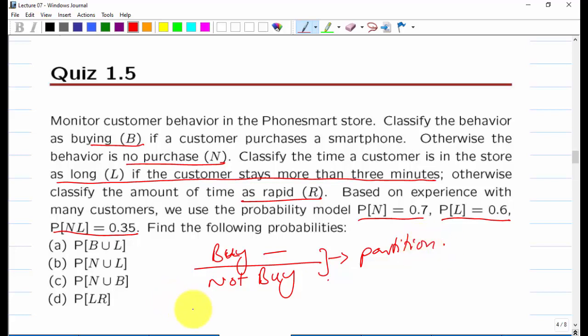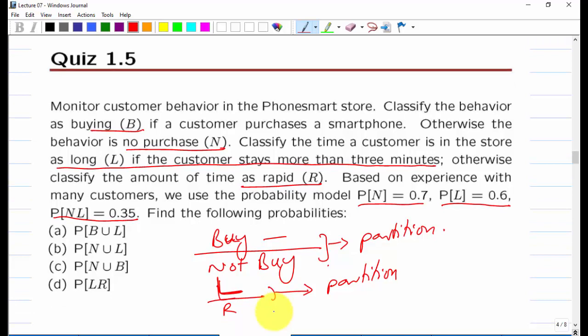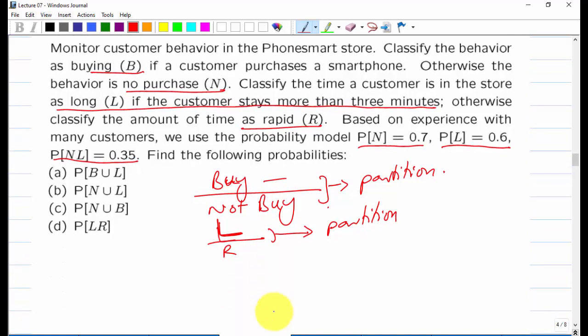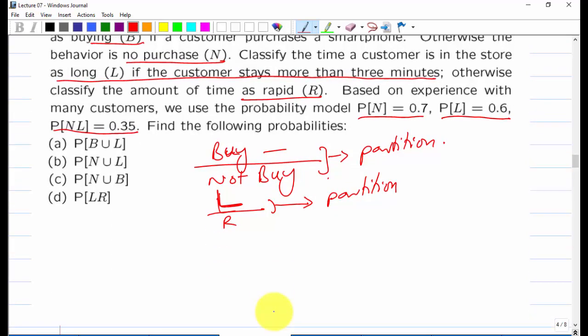Similarly, if the customer is staying for long, it cannot leave earlier, because it is leaving after 3 minutes. So obviously they are again making another partition. So we can use the previous theorem, and we can draw the table for it.